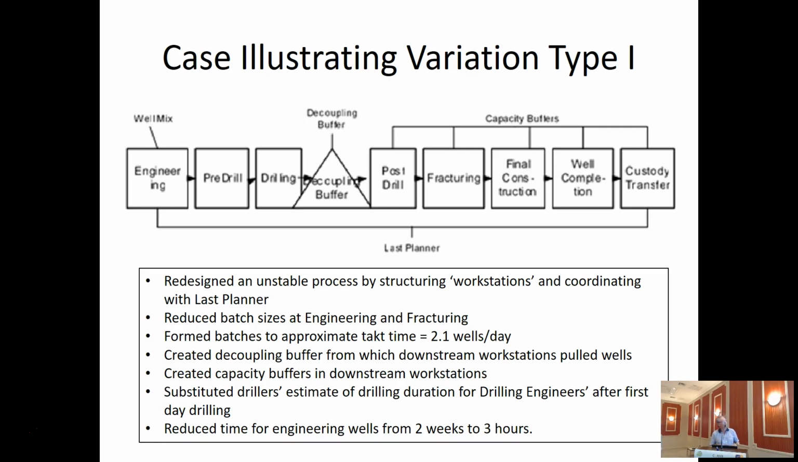Okay. And then a couple of other things that are there. We use different types of buffers. We re-engineered the well mix, as I mentioned. We introduced a decoupling buffer after drilling, because drilling was the major equipment constraint. We had to optimize it to the extent that we could using that equipment. But we didn't want to disturb downstream functions by just letting work flow into them. So we used a pull system from that point. We allowed drilled wells to ebb and flow over time, but within a predictable, preset range. So many things happened there.